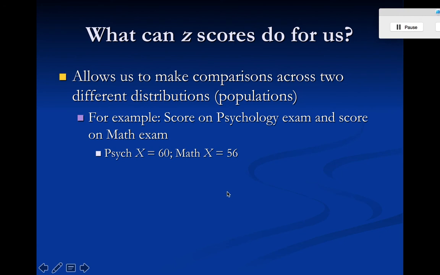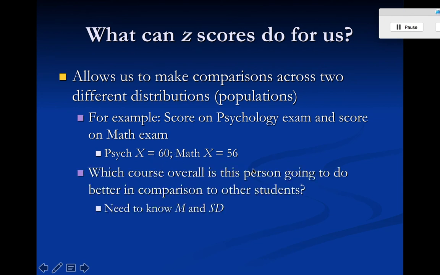Think, for instance, that you got a score on a psychology exam versus a score on a math exam. On the psychology exam, you scored a 60. On the math exam, you scored a 56. To find out in which course you're doing better in comparison to everyone else, you need to know first the mean and standard deviation for both distributions.